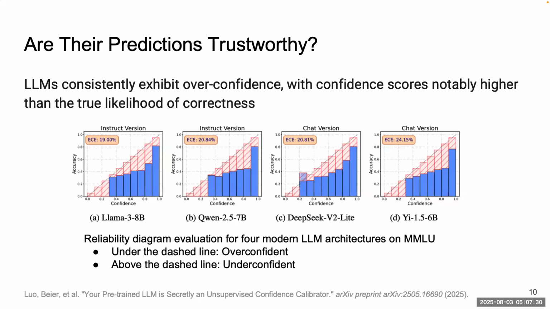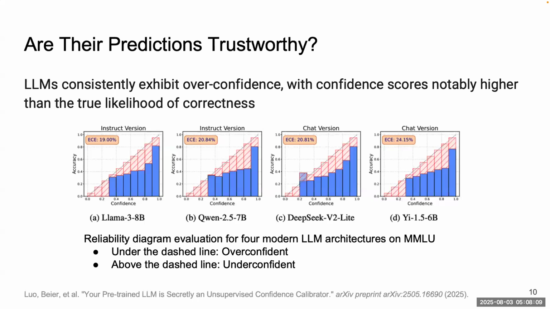But if it's smaller, the blue is the actual distribution of the samples predicted, the confidence and the accuracy. And that means your predicted confidence is actually higher than the accuracy you're achieving, which means you're basically overconfident in your prediction. And they conducted the evaluations on 4 models: Llama 3 8B, Qwen 2.5, DeepSeek, and Yi. All of the models are exhibiting the overconfidence issue.